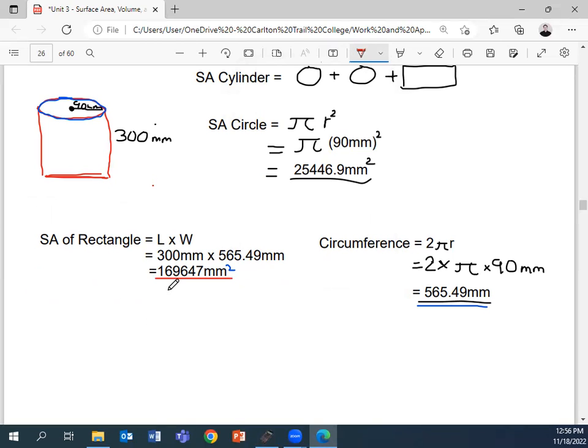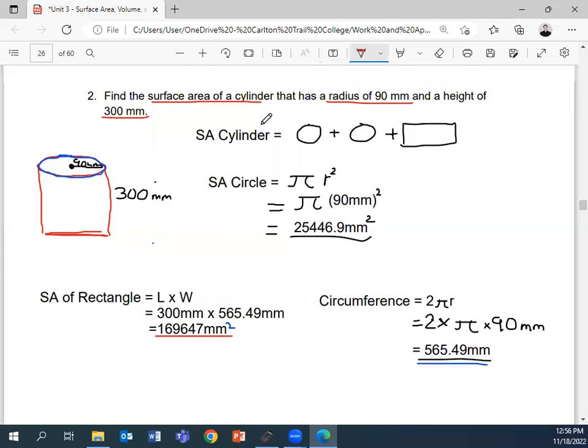What do I need to do next? Add them. Add what? The surface area of up there and down. Yeah, the surface area of the circles and the rectangle, plural, right? Always simplify. Write down what you need to do in plain English first. Oh, I just need to take the circles and the rectangle and add them together.